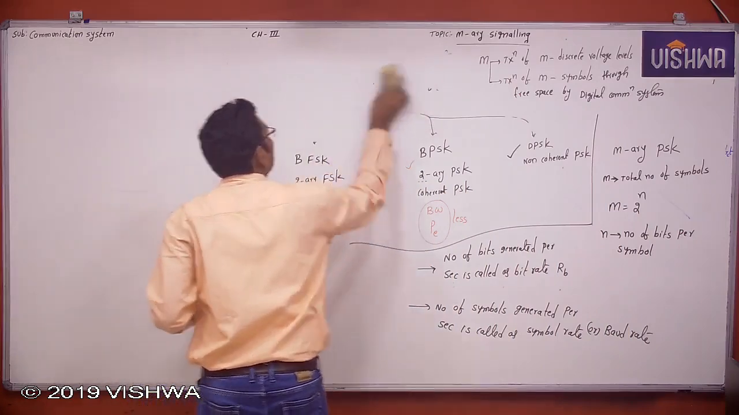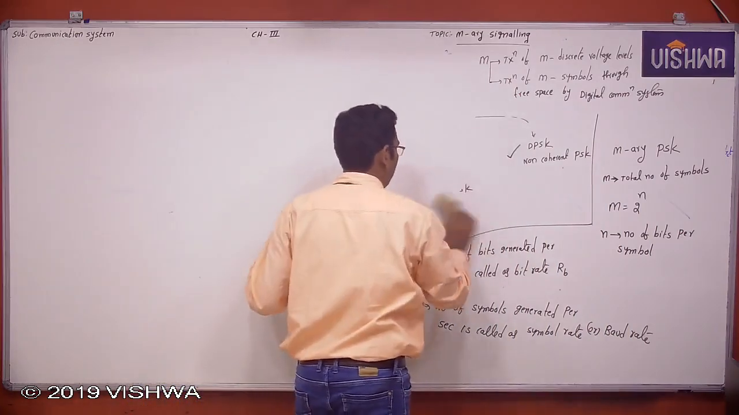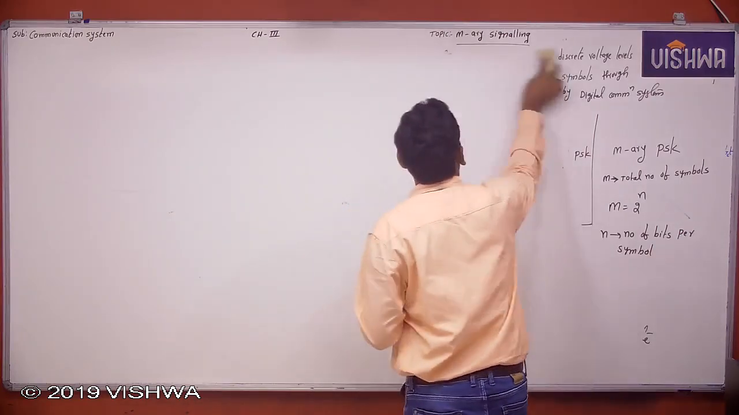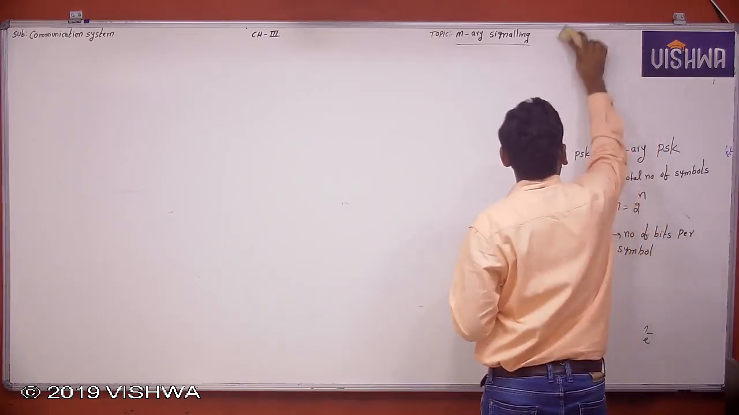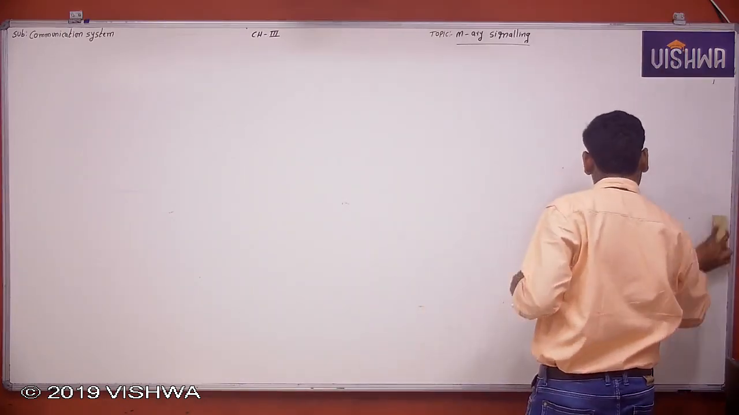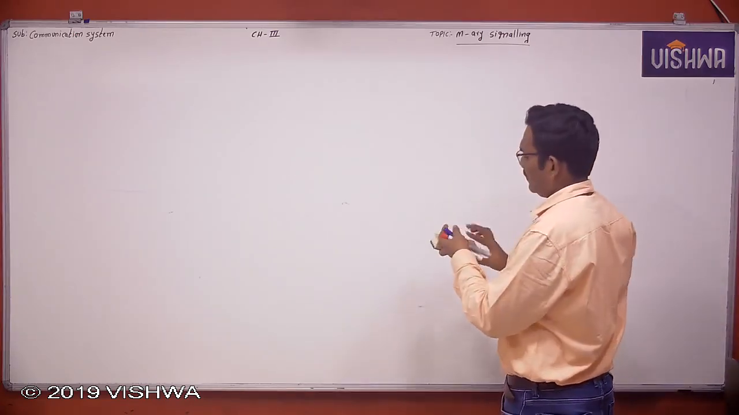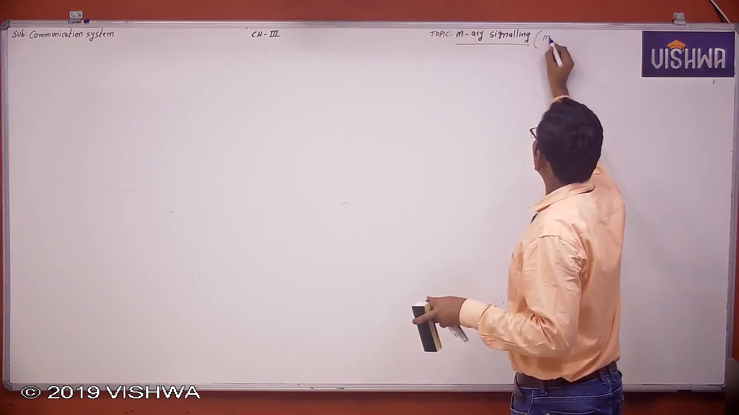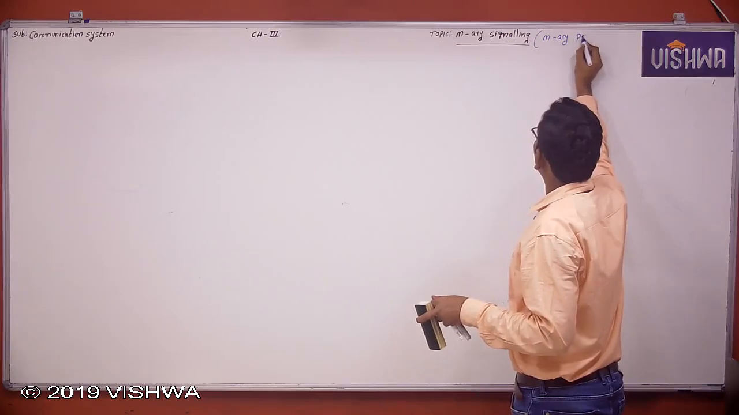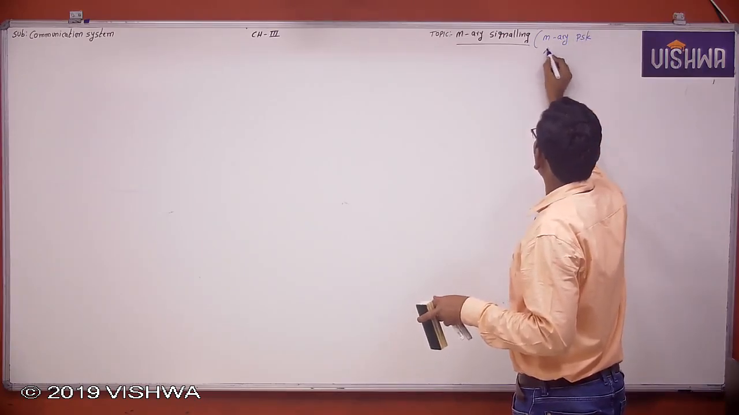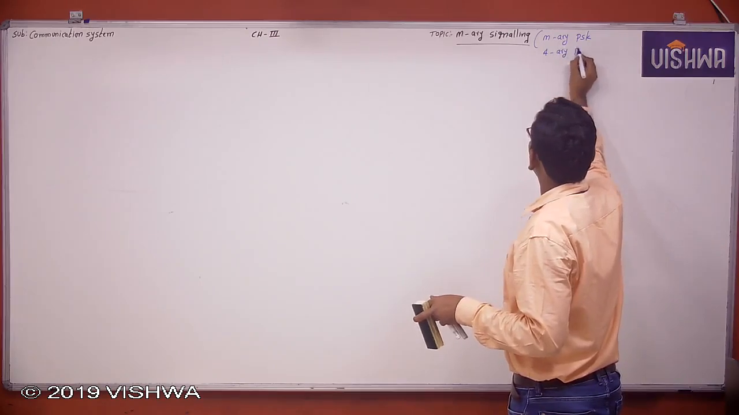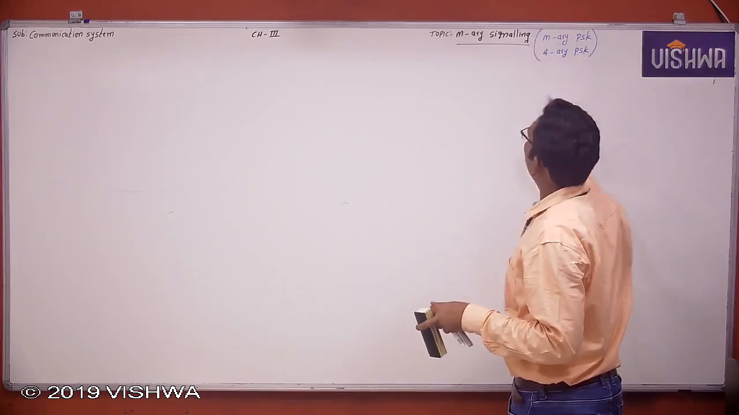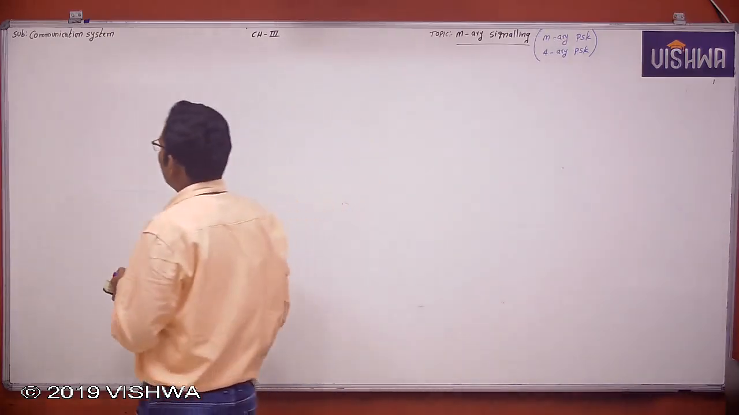Clear or not? So now we'll see M array signaling, which is nothing but M array PSK. Here I am explaining 4 array PSK. What is capital M? Capital M is 4, meaning 4 symbols.